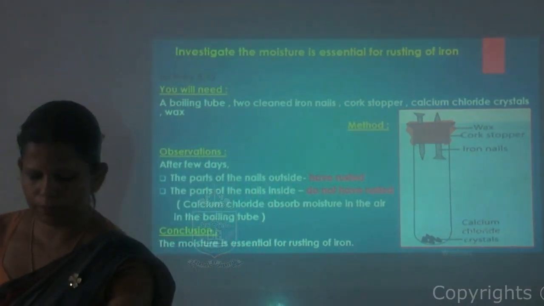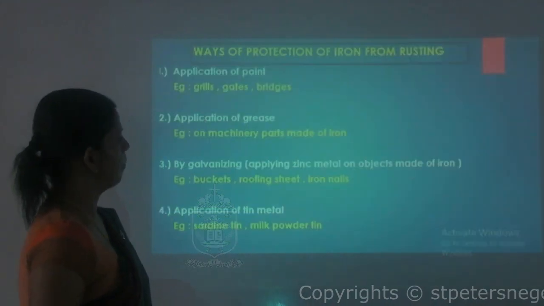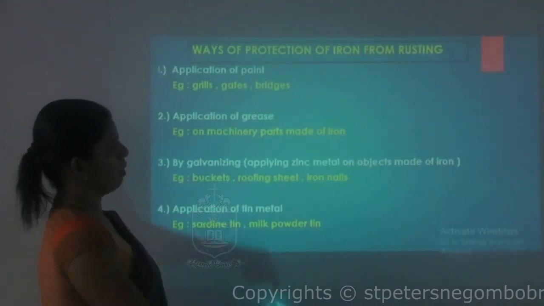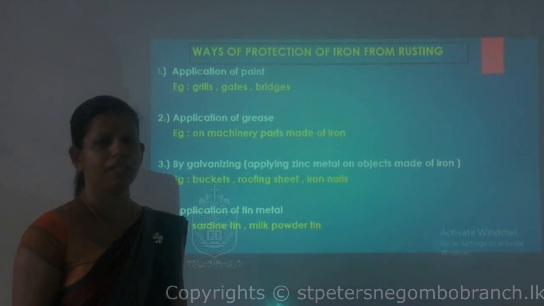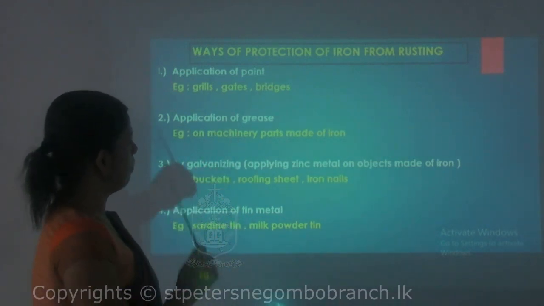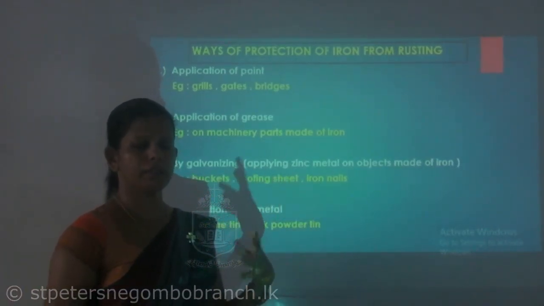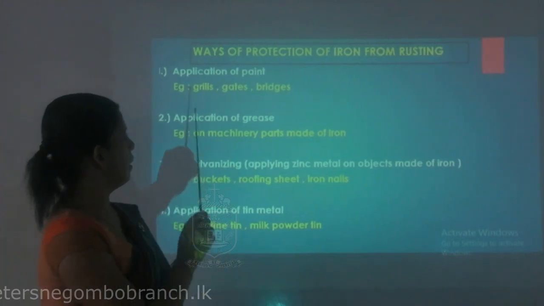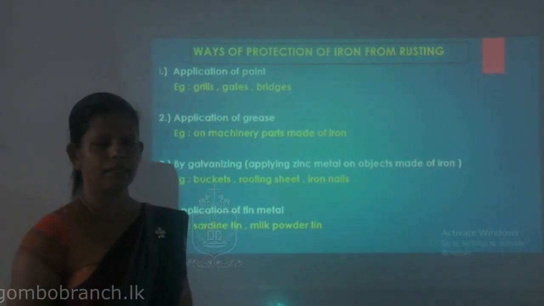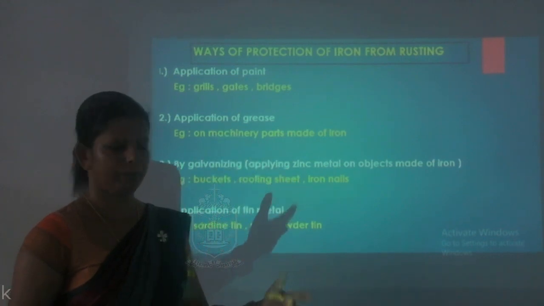Now my dear children, we are going to talk about ways of protection of iron from rusting. So what are the ways? We can apply paint. We can apply paint to prevent rusting of iron. Like the grills and gates and bridges, we can apply paint to prevent rusting.